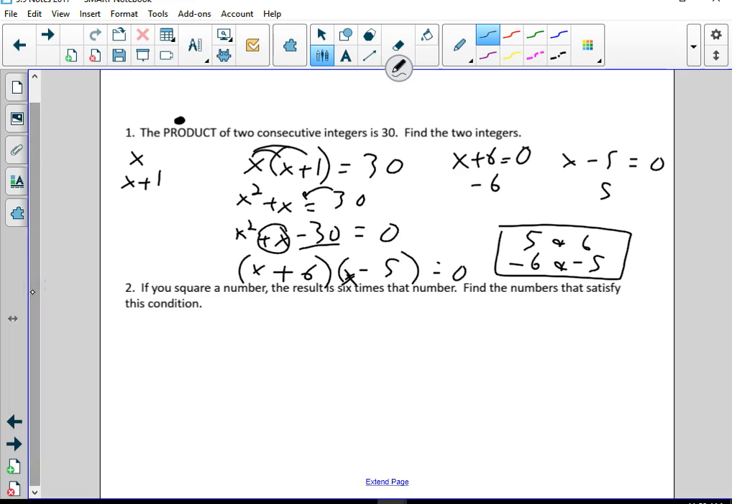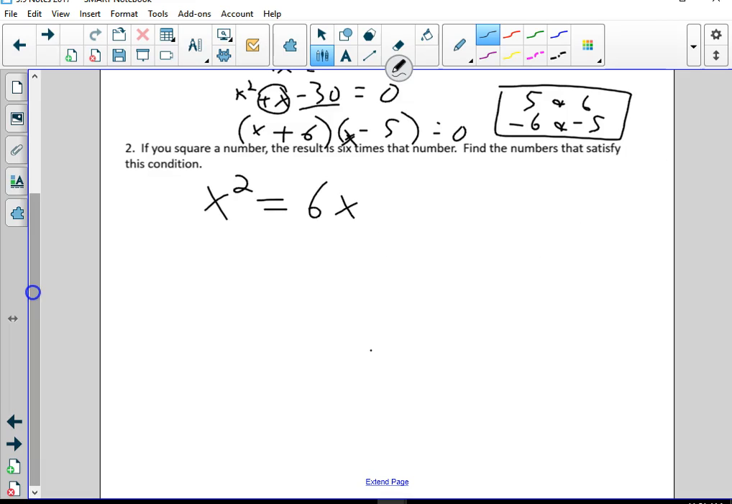Number 2, if you square a number, okay? So here's my number, right? x, that's my unknown. It says if you square it, the result is 6 times that number. Okay? So now we solve. Move this over. x squared minus 6x equals 0.